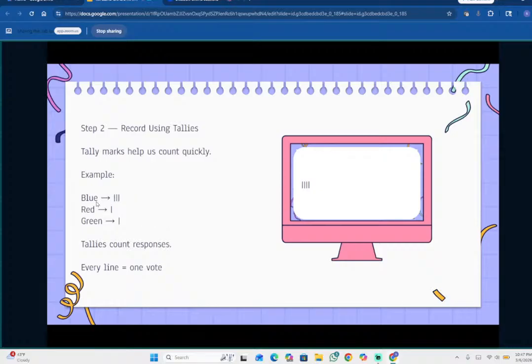3 people said they liked blue. 1 person said they liked red. And 1 person said they liked green. So tallies count responses. Every line is 1 vote. So these are 3 people, 3 votes. 1 person, 1 vote. 1 person, 1 vote.